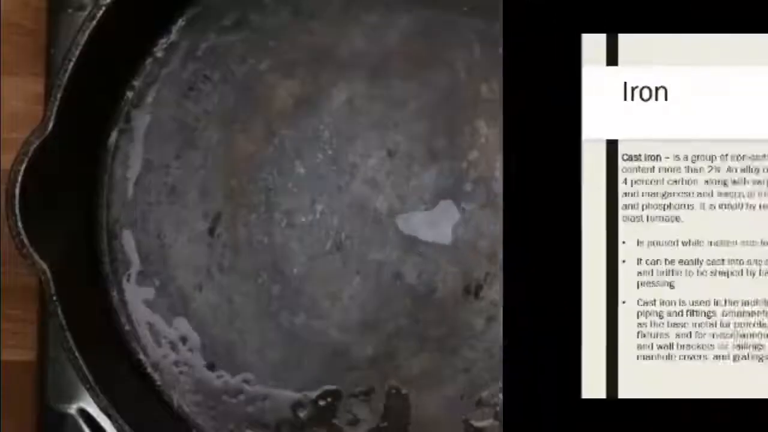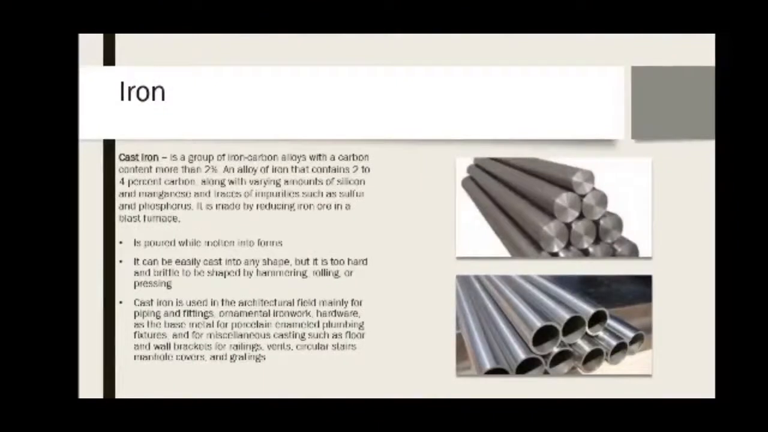Cast iron is a group of iron-carbon alloys with a carbon content of more than 2%, an alloy of iron that contains 2 to 4% carbon, along with varying amounts of silicon and manganese and traces of impurities such as sulfur and phosphorus. It is made by reducing iron ore in a blast furnace.